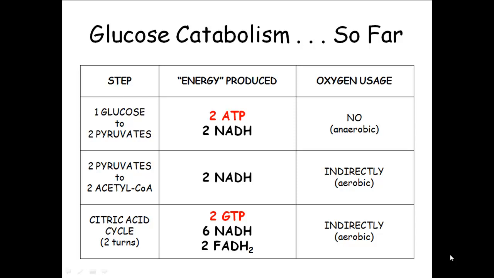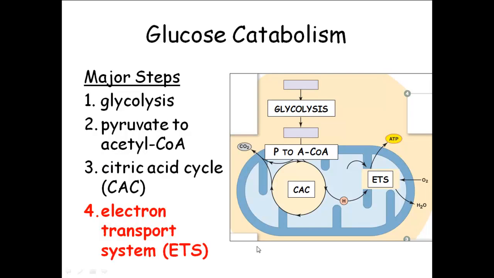FADH2. How much ATP or GTP do we have at this point? We got two ATPs and two GTPs. So most of the energy that was in the original glucose molecule is still in these electron carriers. These electron carriers are going to carry their electrons to the electron transport system or electron transport chain, depending on where you read. And that's along the inner membrane of the mitochondria.